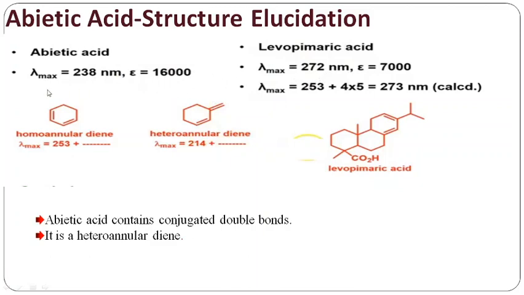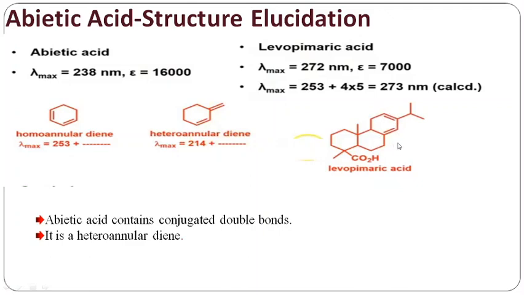As you can see from the Woodward-Fieser rules, for a homoannular diene the base value is 253 plus the increments which are to be added, as we all know. The second is the heteroannular diene, and for a heteroannular diene the base value is 214 plus we have to add the increments to get the value of lambda max. As you can see, the lambda max of abietic acid is small as compared to the lambda max of levopimeric acid. Finally, we already know the structure of levopimeric acid, and the double bonds are present at this position.